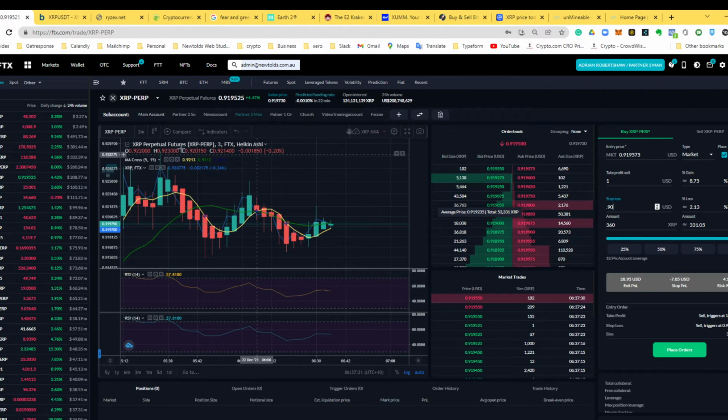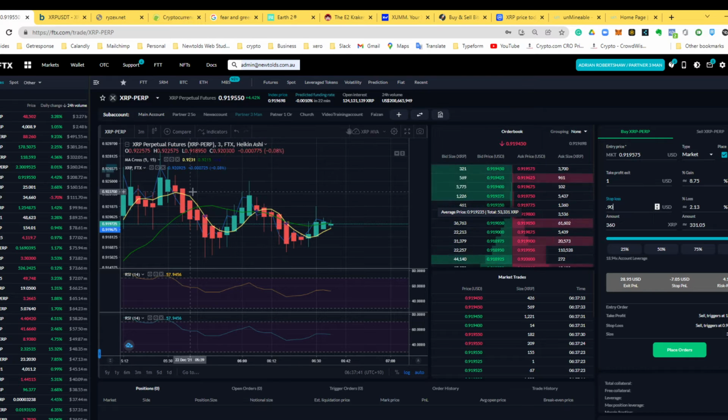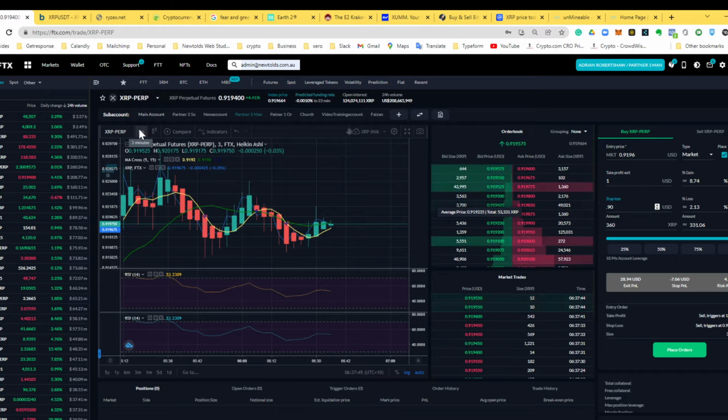So what I like to do is, as I said, at the moment we've got what's called a moving averages cross, which is the yellow line and the green line. The yellow line is here, and then the green line is here. So this is using 3-minute periods at the moment. Every 3 minutes is one of these lines.